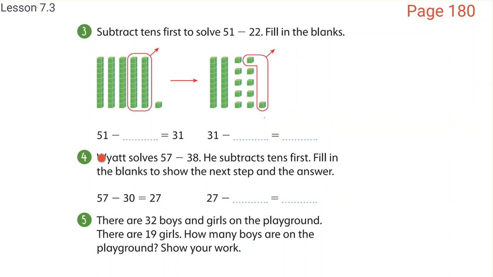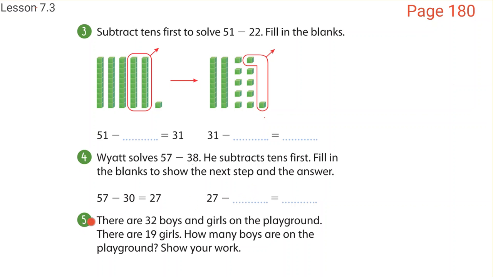I hope you can. Down here it says Wyatt solves 57 minus 38. He subtracts tens first, fill in the blanks to show the next step and the answer. There you go. So 57 minus 30 is equal to 27. So he's subtracting the tens first there. And then 27 minus what? What do you have to subtract from that?